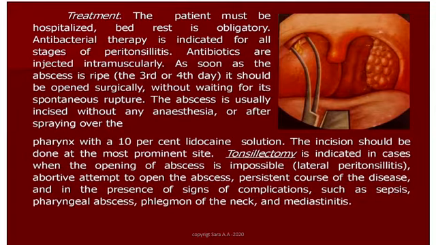The abscess is usually incised without any anesthesia or after spraying the pharynx with a 10% lidocaine solution. The incision should be done at the most prominent site. Tonsillectomy is indicated in cases when opening of the abscess is impossible. I mean lateral paratonsillitis, an abortive attempt to open the abscess, a persistent course of the disease, and the presence of signs of complications such as sepsis, parapharyngeal abscess, phlegmon of the neck, and mediastinitis.